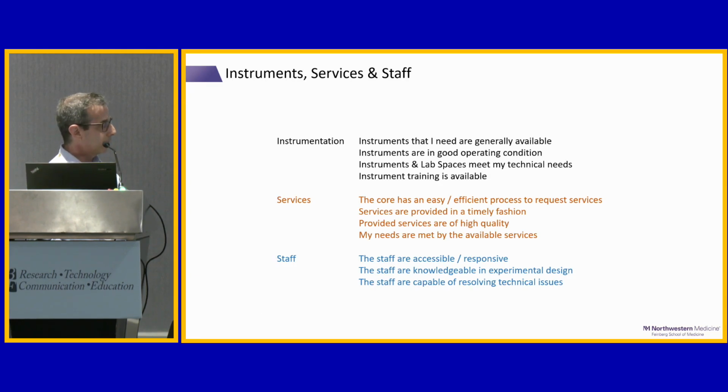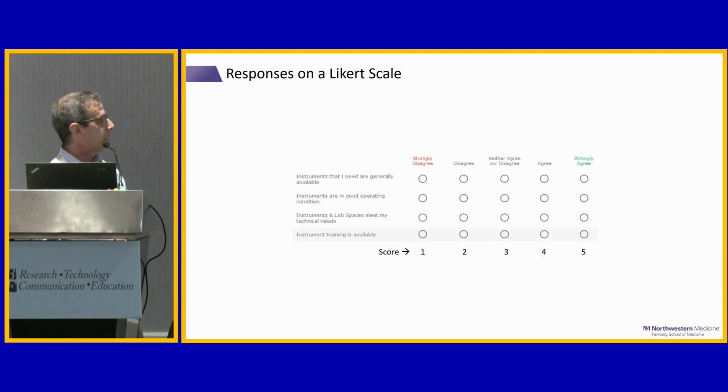So the survey has 11 questions. They are broken into three groups: instrumentation, services, and staff. And they're all posed as positive comments. Instruments that I need are generally available. The core has an easy, efficient process to request services. And again, these questions have largely been static since about 2014. There were some small changes. The responses are on a Likert scale, so you strongly agree, disagree, and so forth. We convert those to a numeric score so that we can get a number that we can show people.